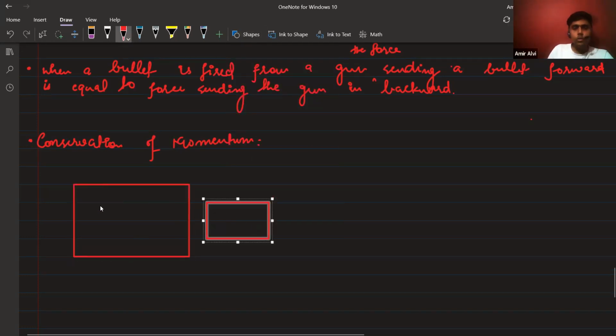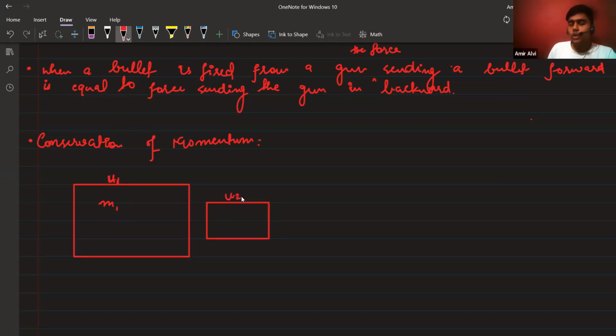So what will be the momentum? Suppose the velocity of this truck is u1. u1 is the initial velocity of the truck, and its mass is m1. And u2 is the velocity of the car, because the car may be going at a different speed. The mass of the car will be m2.